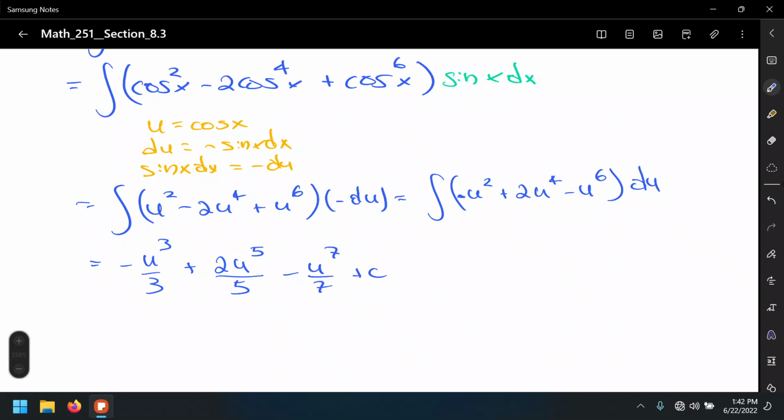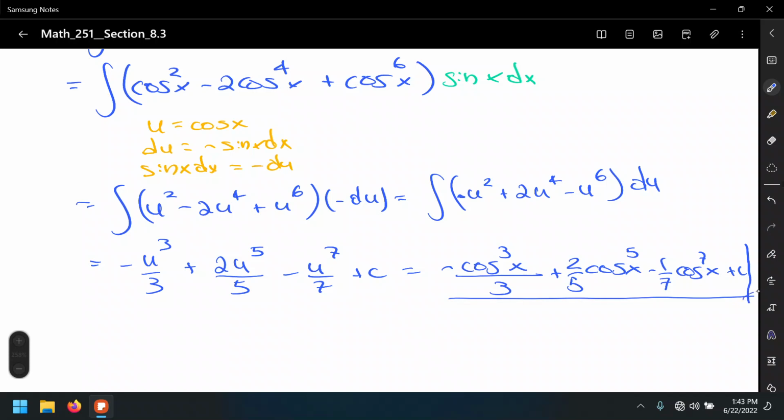And that's pretty much the calculus part. From here we can just back substitute for what we said for u, which in this case is cosine. So that's negative cosine cubed x over 3 plus 2/5 cosine to the fifth minus 1/7 cosine to the seventh plus c. And that's the final answer.